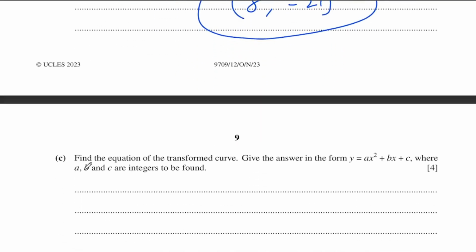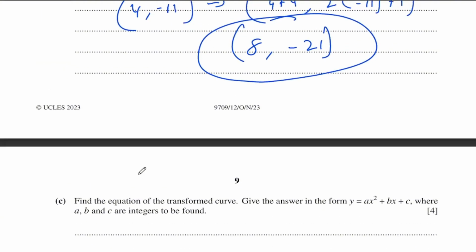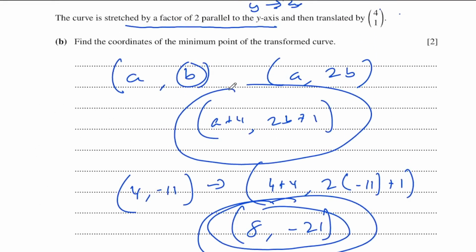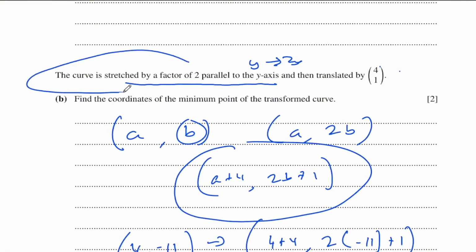Okay. Now find the equation of the transformed curve, giving your answer in the form y equals ax squared plus bx plus c, where a, b, and c are integers to be found. Now there are a few ways to do this. I'm going to give you 2 ways from it. One is using the vertex itself, right? But this wouldn't be very precise. You have to have a little bit more knowledge for this, because of a certain thing that happened, which was basically this thing right here. Yeah, and I'm going to show it to you.